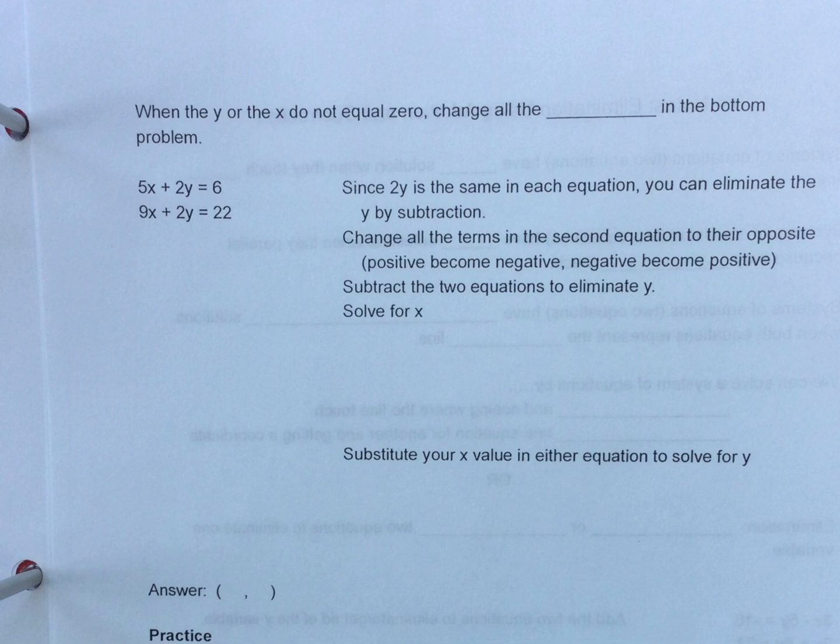On this back side, we're going to start. It says, when the x or the y do not equal 0, change all the signs in the bottom problem. So let's see what I mean. I'm going to draw my line like I'm old school math. When I look at that problem, I see that we got a 2y and a 2y, but the problem is they're both plus, which means 2 plus 2 is 4y, and I'm trying to get 0, so I didn't eliminate anything. But there's this neat, fun rule in math that if you change everybody's signs, it's legal.